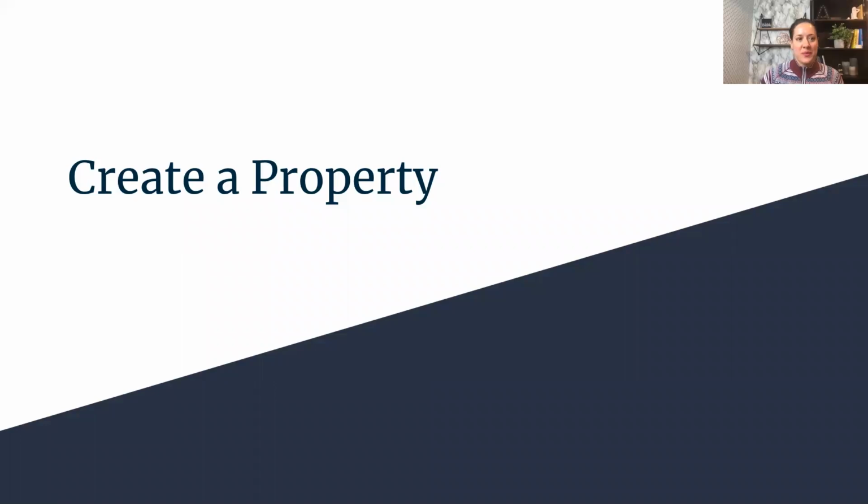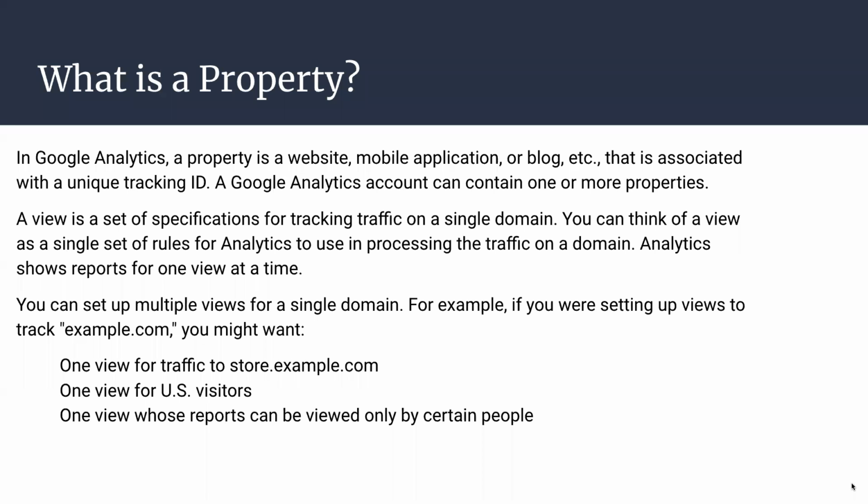All right. So now we're going to walk through creating a property. A property is the website, mobile application, or blog, your app, everything we talked about earlier, that is associated with your unique tracking ID, but you can have more than one property. For example, if you had an international site and you wanted to segment your traffic by US versus international, you could have a different property for US visitors versus international visitors.